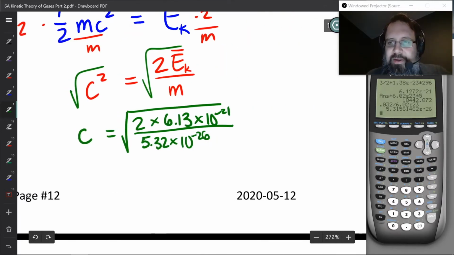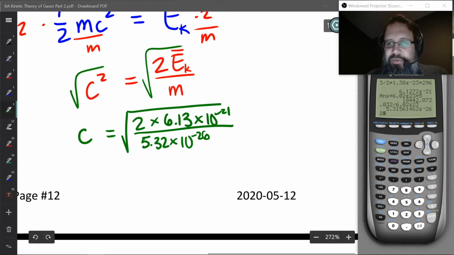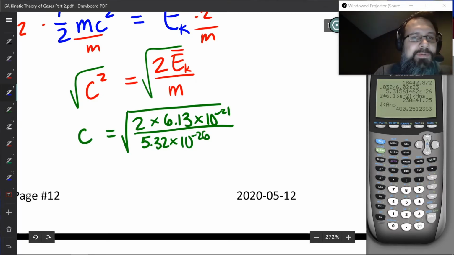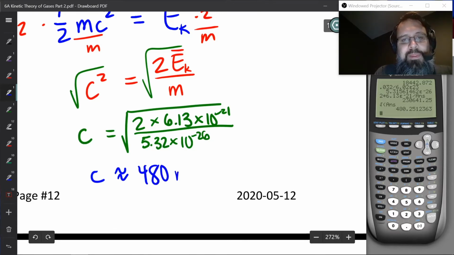And we're just going to plug that all in there. So I've still got my mass right here. I'm just going to take 2 times 6.13 times 10 to the negative 21 divided by, and I'm going to grab that mass back again. What happens? Second answer. And then I'm going to take the square root of this answer. And I get 480. So the speed is approximately 480 meters per second.